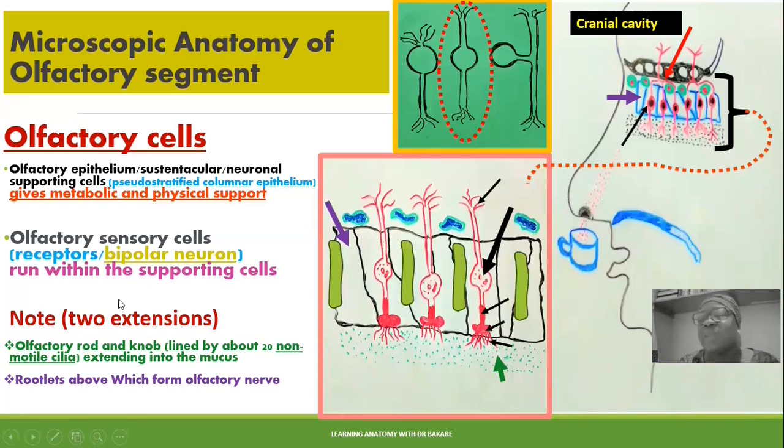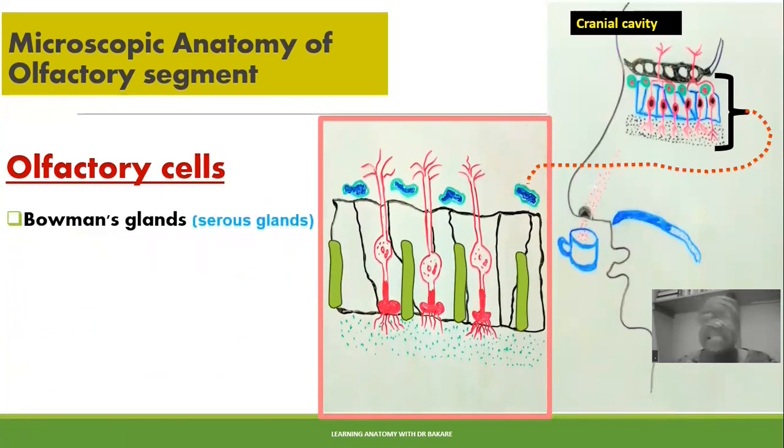We said that we have the olfactory epithelium, and the olfactory sensory cells are solely responsible for the perception of smell. We also have other types of cells within the olfactory segment. We have the Bowman's gland. This Bowman's gland is a serous type of gland. This region here that is arrowed in yellow is the Bowman's gland, and it is responsible for secreting serous fluid so that more of the odorant will be dissolved in a more liquefied environment.